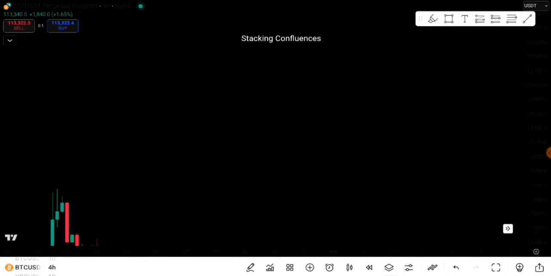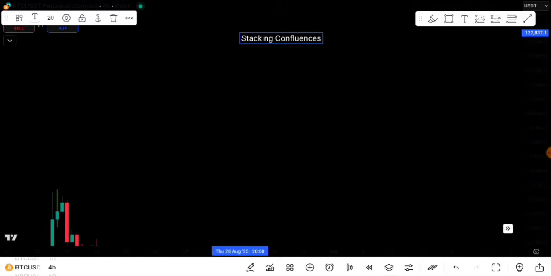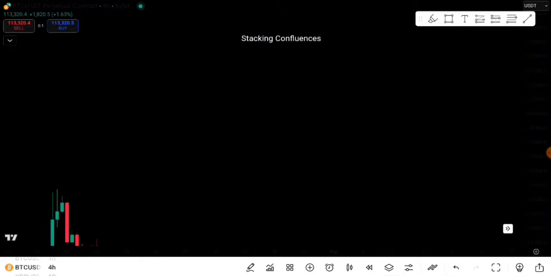So we are going to be talking about stacking confluences in SMC. Now, confluences are confirmation tools, or something you see that gives you an extra confirmation before you have the confidence to take a particular trade. It means there are certain things you want to see before you pick a setup.